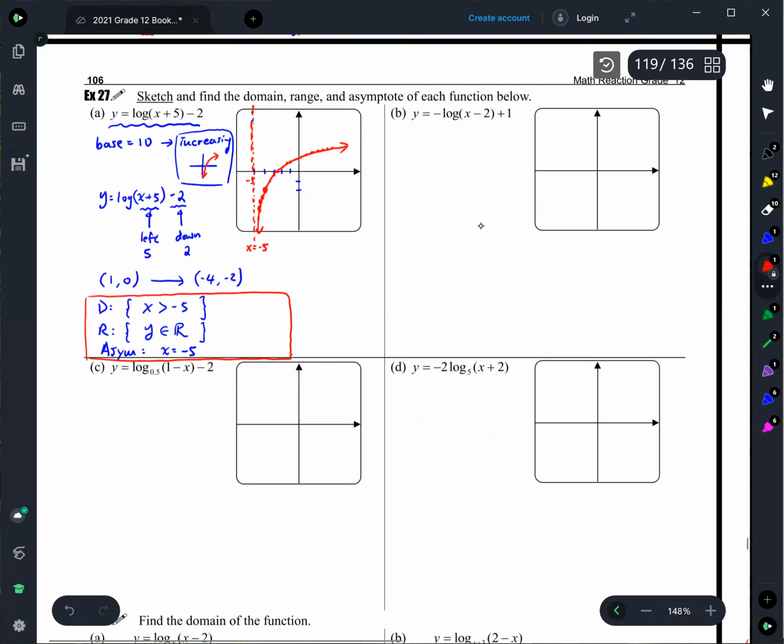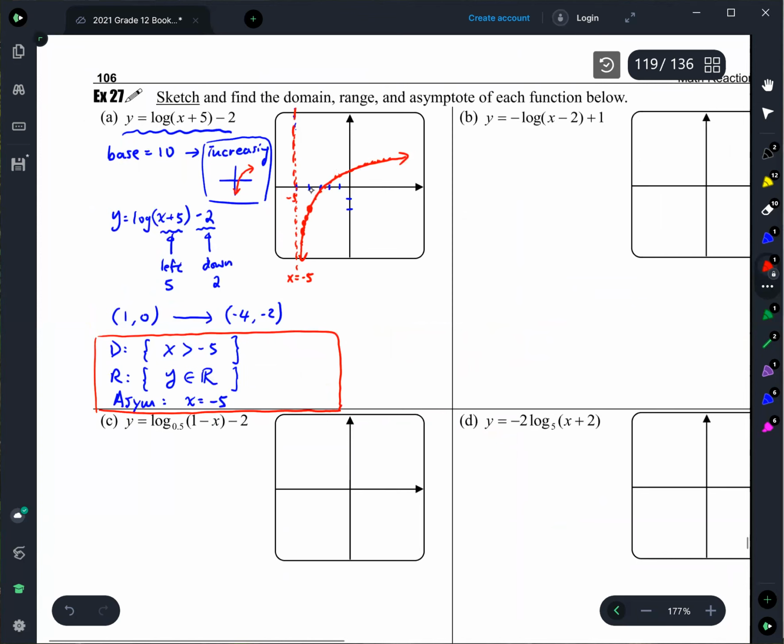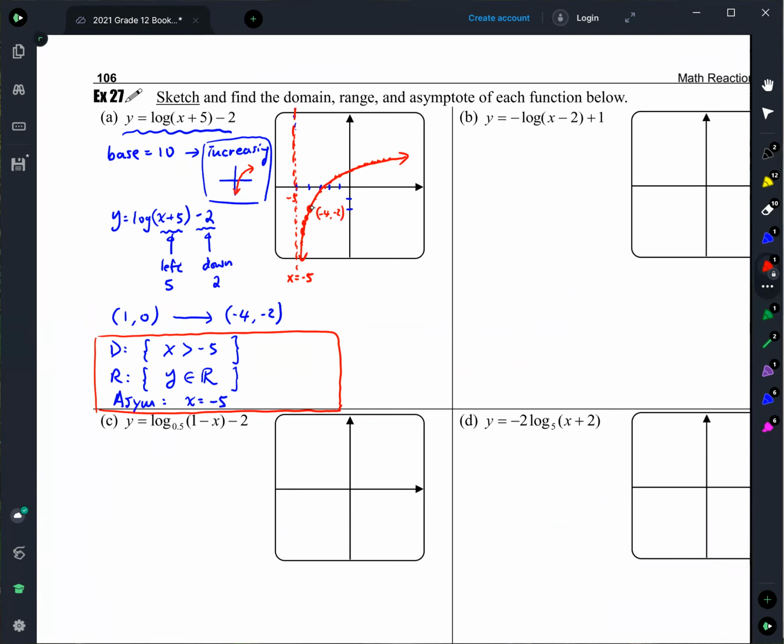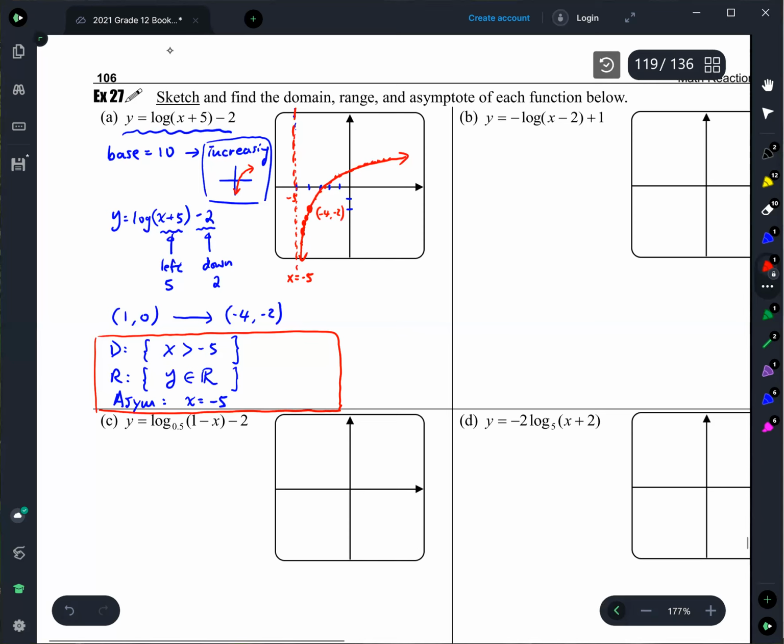Okay, do we have any questions? How to draw the graph, how we got this graph? You don't need a full table of 5 points, okay? All you need to show is this important point where it goes, right? This is a -4, -2, and also the asymptote line. Okay, please raise your hand if you are okay with this one.